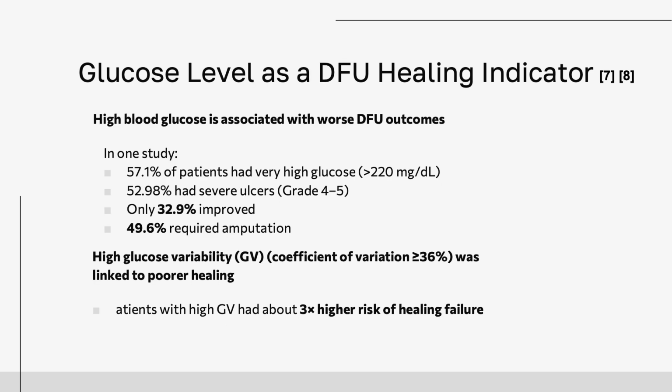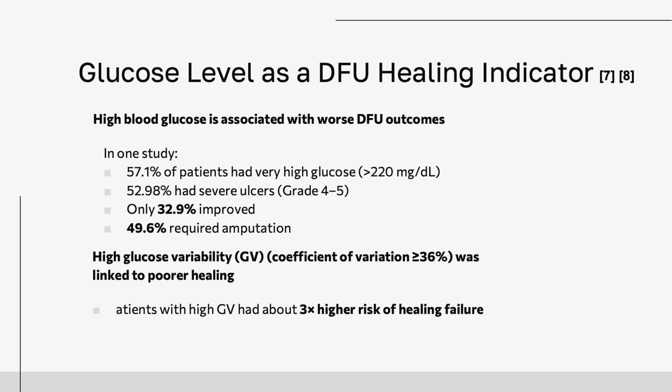Finally, glucose, which is perhaps the most intuitive parameter given that this is a diabetes complication. High blood sugar is consistently associated with worse DFU outcomes. In one study, 57% of patients had very high glucose levels above 220 milligrams per deciliter. Among those, over 52% had severe ulcers. Only about 33% improved and nearly 50% required amputation.